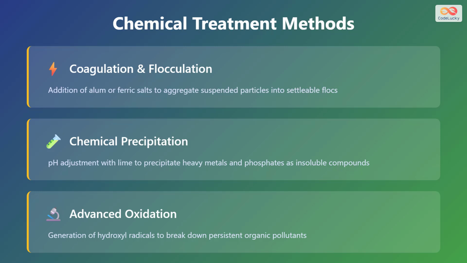Chemical precipitation works by adjusting water's pH, typically by adding lime, which is calcium hydroxide. This causes dissolved heavy metals and phosphates to form insoluble compounds that precipitate out of solution as solid particles that can be removed. Advanced oxidation processes generate highly reactive molecules called hydroxyl radicals.